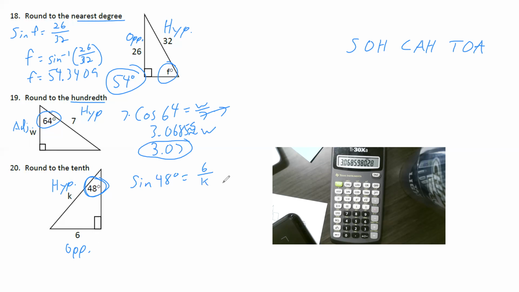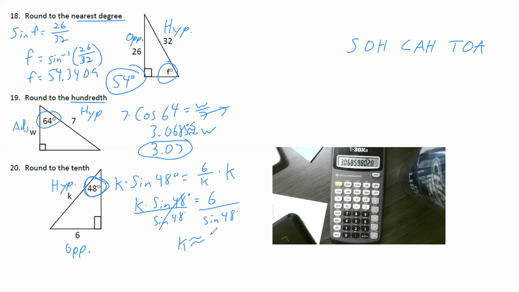Now we have our variable on the bottom. Still got to multiply the denominator out no matter what. So we get K times sine of 48 degrees equals 6. To get K by itself, we are multiplying currently by sine of 48, so divide off sine of 48.